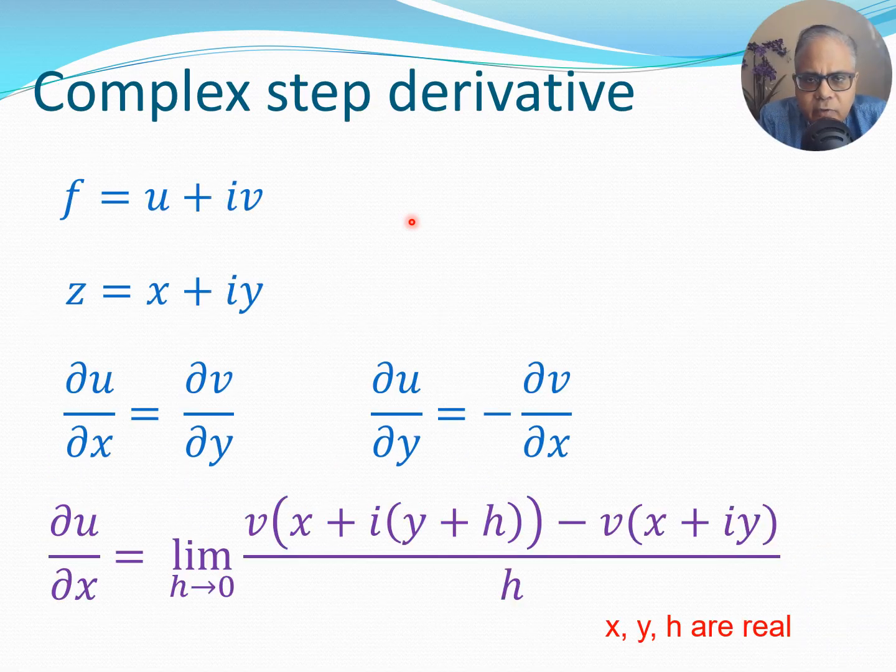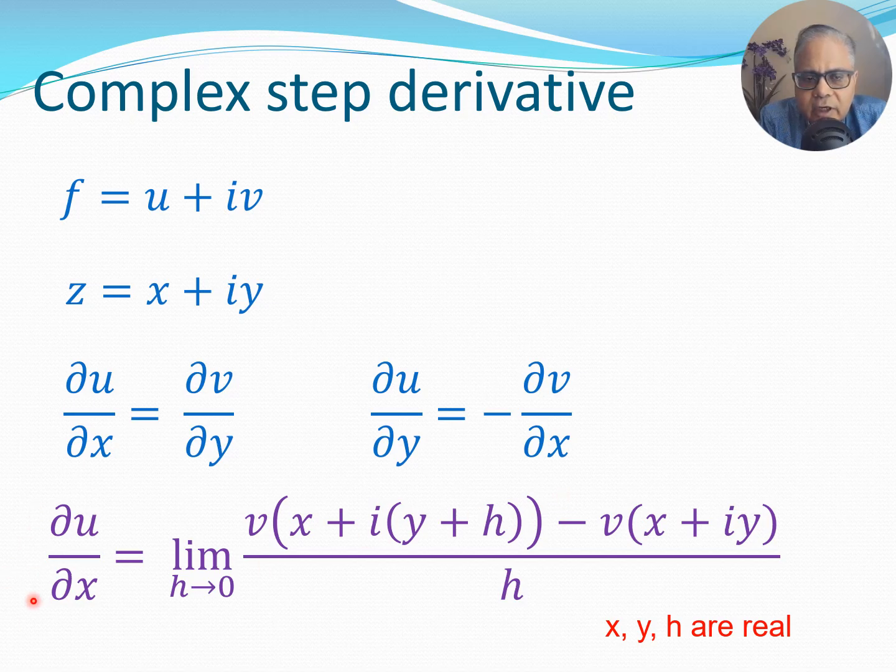So let's now try to derive the formula for the complex step derivative. Let's start with the function f is u plus iv, and we also know that z is x plus iy. So here f is a function of z, u is a function of z, v is a function of z, or we can say f is a function of x,y, u is a function of x,y, and v is a function of x,y.